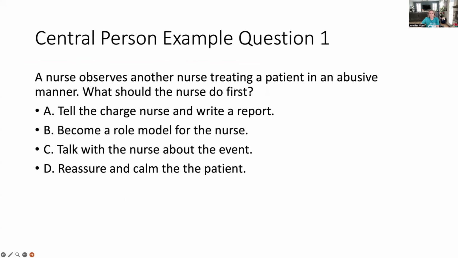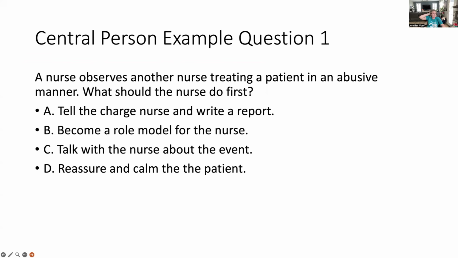All right. So when I think about this question, a nurse observes another nurse treating a patient. We've got a couple of subjects, right? We've got the nurse who's observing the nurse, we've got the naughty nurse, and we have the patient. Now, remember, most of the time they're going to be patient-centered, but I do have a couple of people. I don't have anything in that stem that talks about the charge nurse, so I don't love that one. Let's keep going. Become a role model for the nurse.